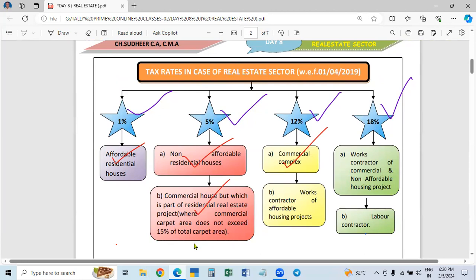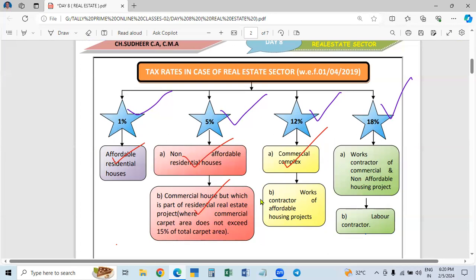the total area. For example, if the total area, that is carpet area, is 10,000 square feet, 10,000 SFT. In the 10,000 SFT, for example, the carpet area of the commercial house is 2,000. Out of 10,000, 2,000 means commercial carpet area divided by total carpet area. 2,000 by 10,000 means it will be 20%. So it is more than 15%. Then the tax will be 12% only.